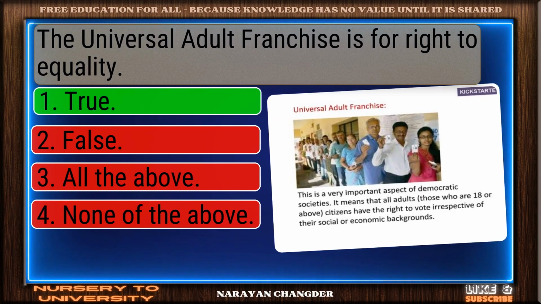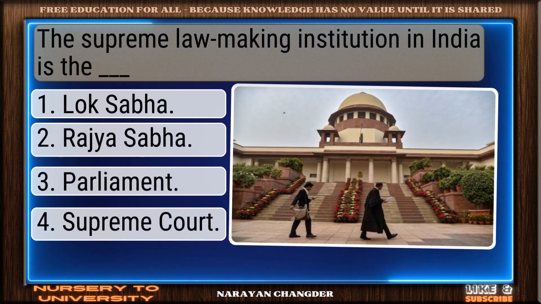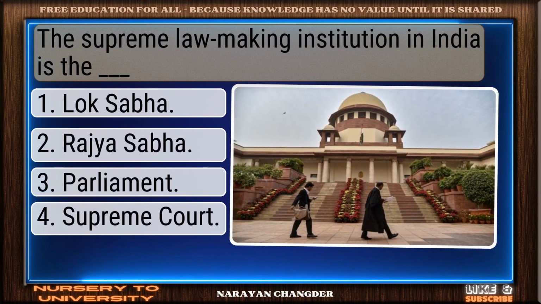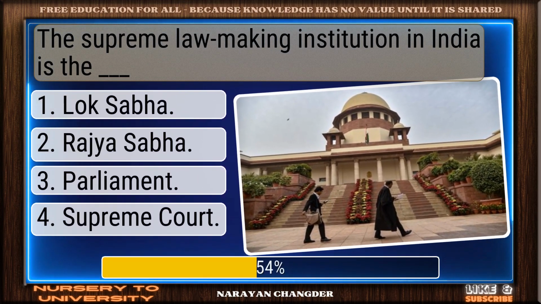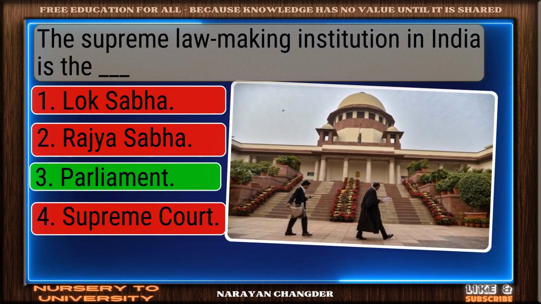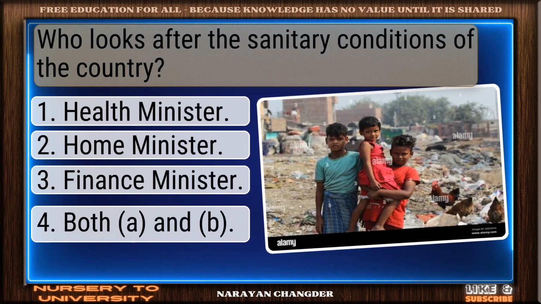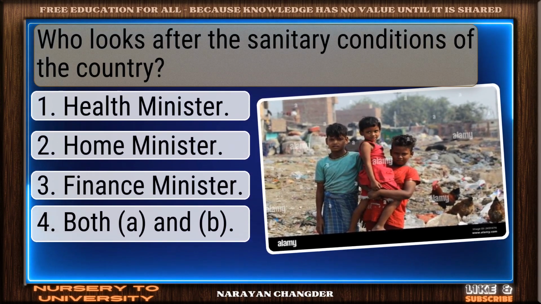Excellent. True is a brilliant choice. Question number 101. The supreme law-making institution in India is the dash. Correct. Parliament is the right answer. Question number 102. Who looks after the sanitary conditions of the country?